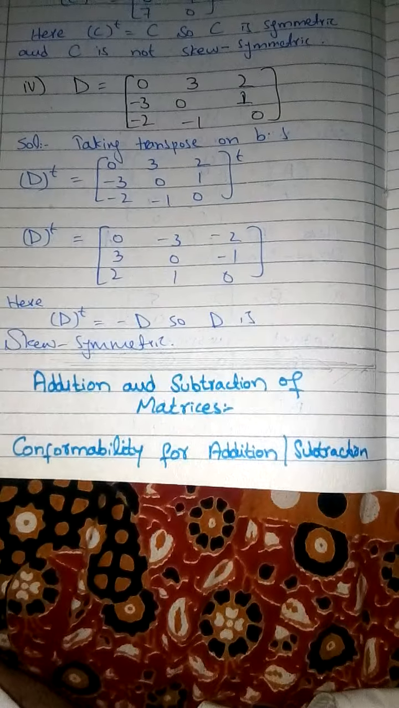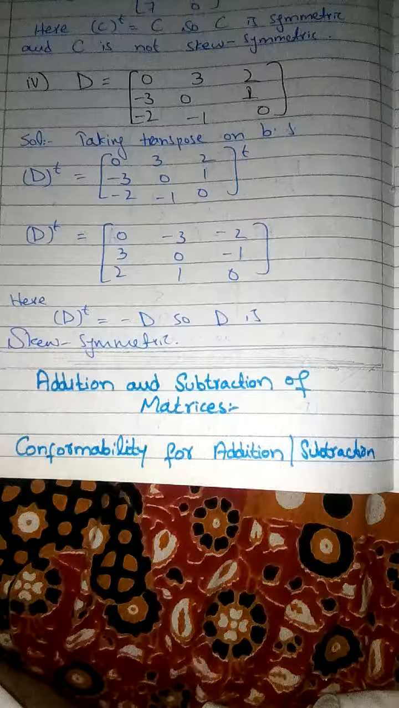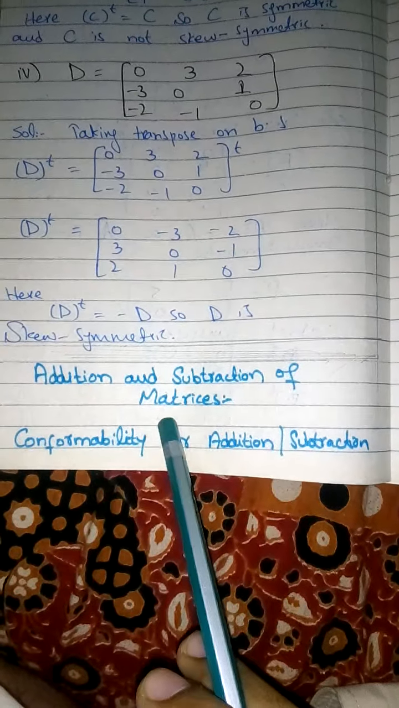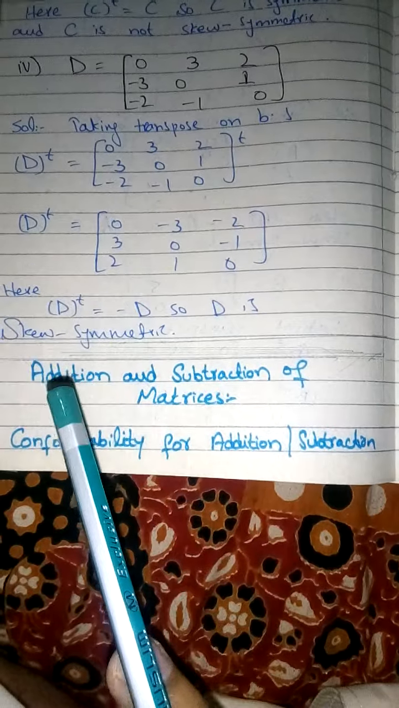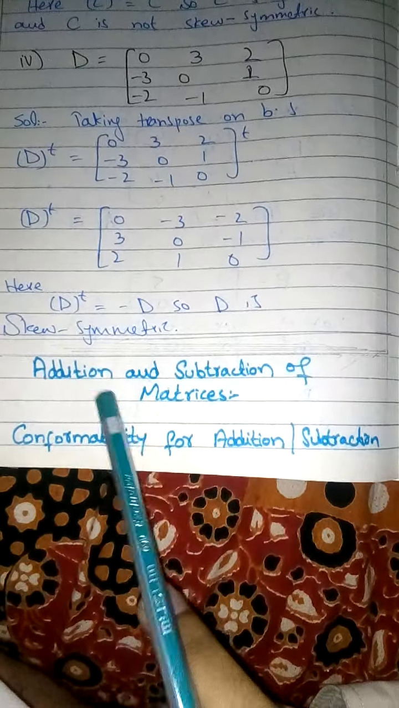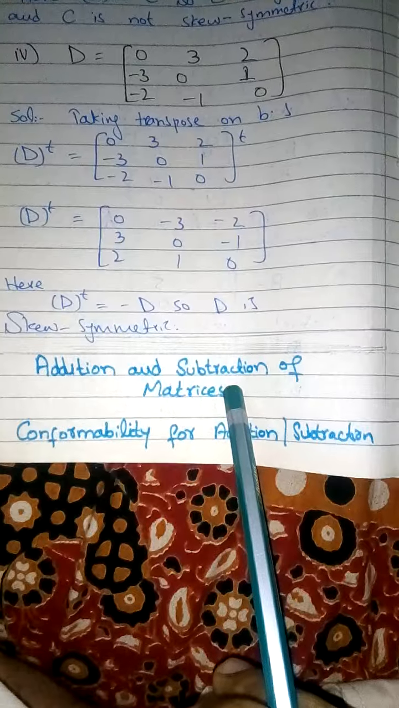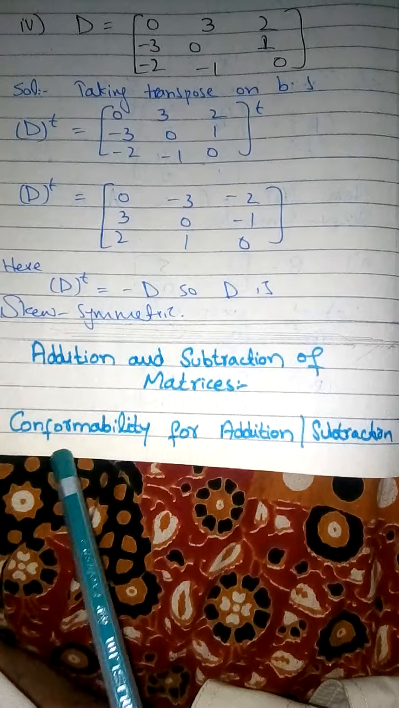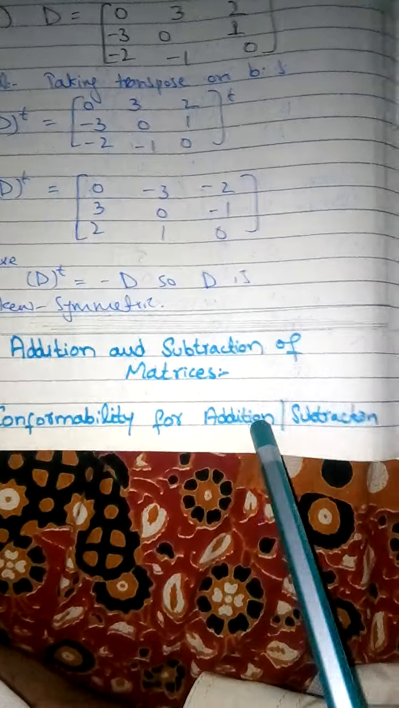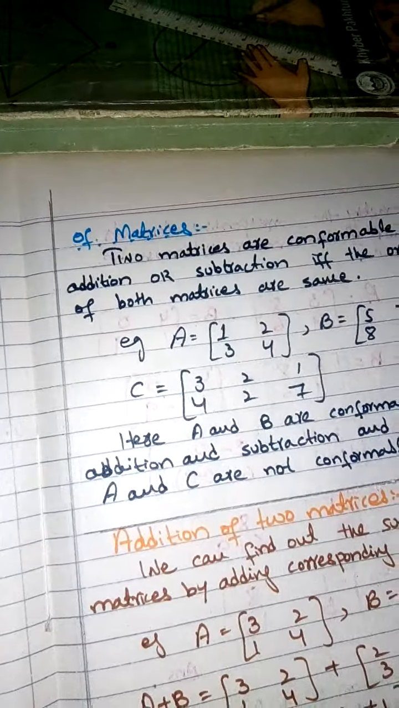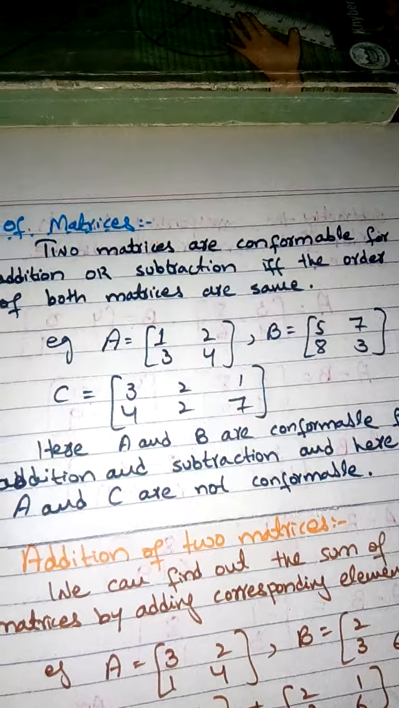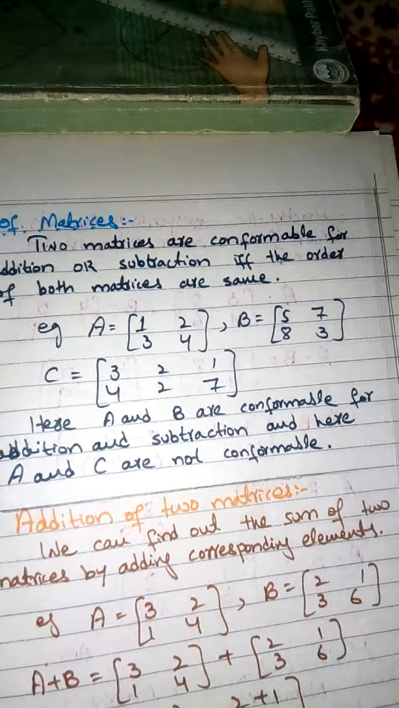In this lecture, I will discuss addition and subtraction of matrices. That is, how can we add or subtract two or more than two matrices. So the first topic is conformability for addition and subtraction of matrices. That is how you will know that the matrices are conformable for addition or subtraction.